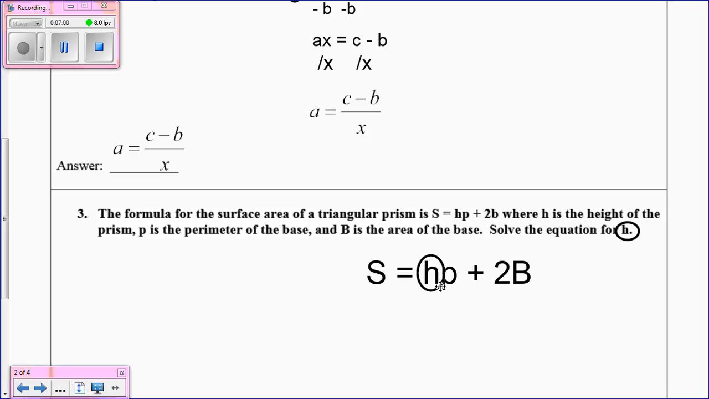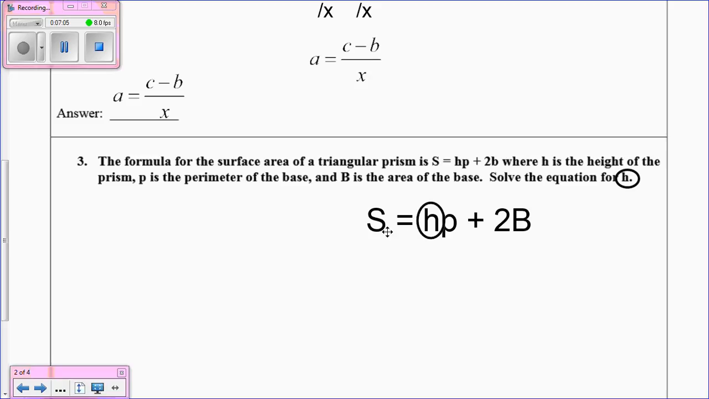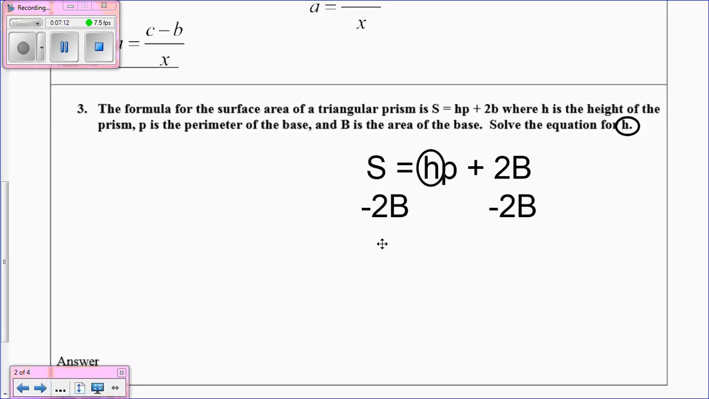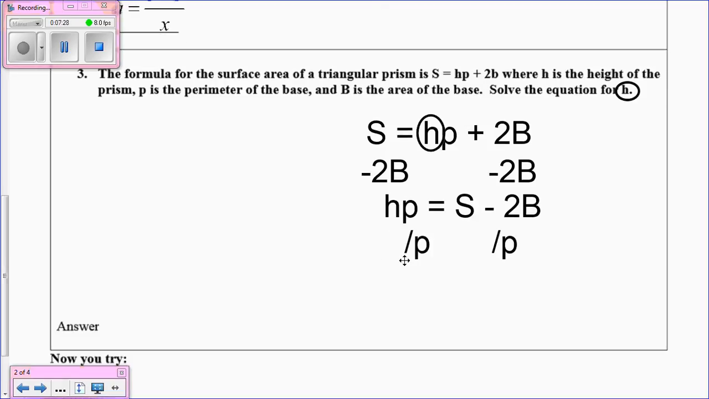Well, what's happening to the H? It's being multiplied with P, and I'm adding 2B to it. Alright, so SADMEG says undo the plus 2B. I'm going to go ahead and subtract 2B from both sides. Now I have HP by itself, and that is equal to S minus 2B. Okay? Now, I'm still trying to get H by itself, so I need to undo this multiplying by P by dividing both sides by P. So the P's will cancel out on this side, so I'm left with H equals S minus 2B over P. And that's my final answer.